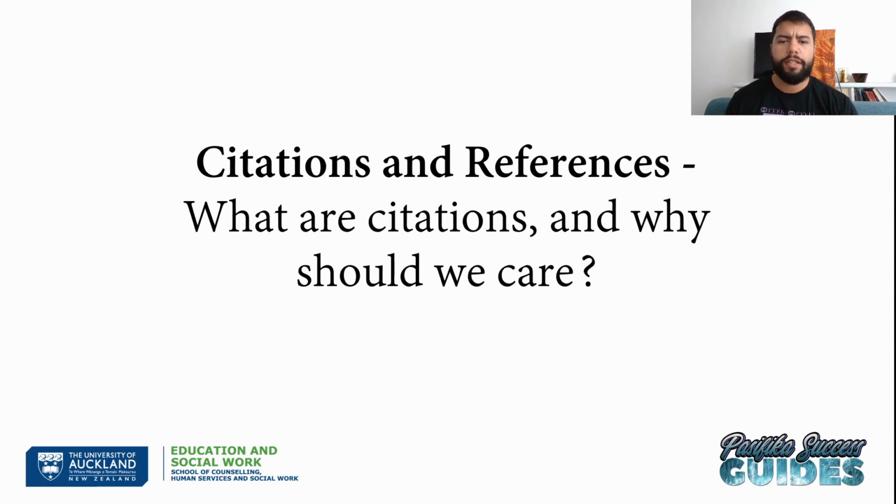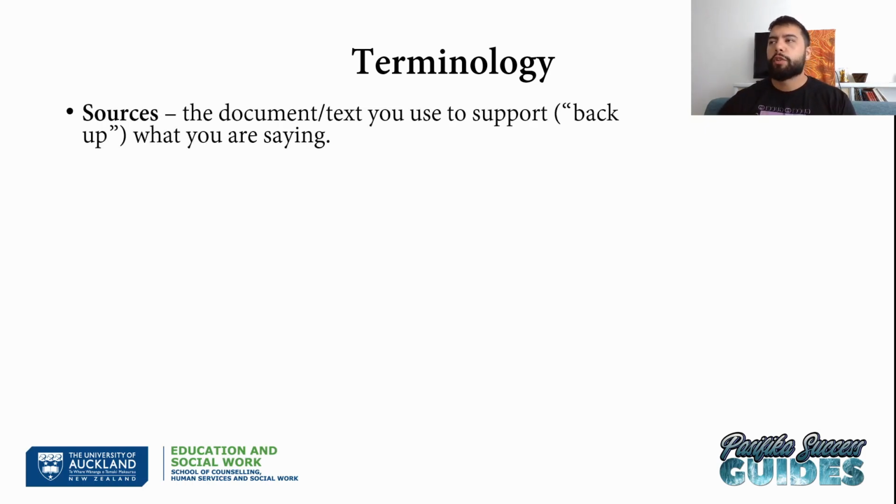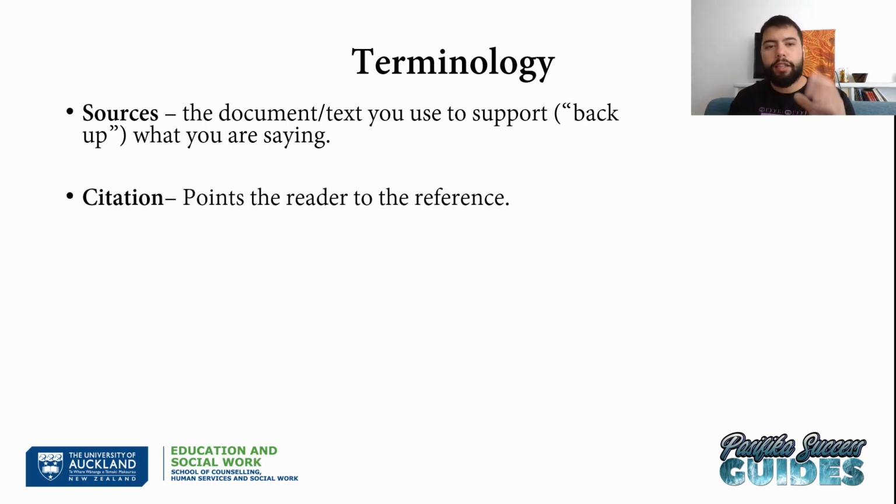So what are citations and why should we even care? In order to understand what citations are, let's first talk about some terminology. Sources are the actual things that you read or look at, so that would be books, journal articles, news articles, websites. A citation is used in the body of the text, and the job of the citation is to point the reader to your reference. What is a reference?